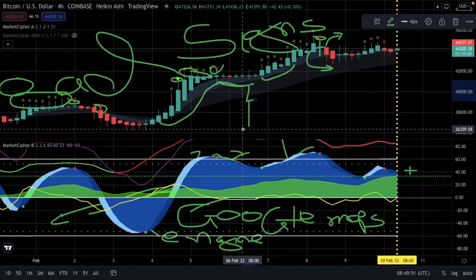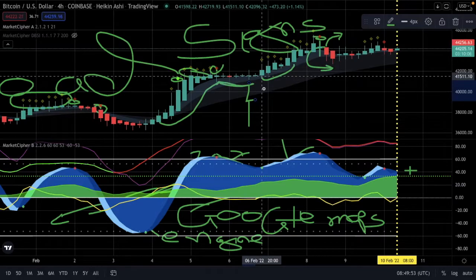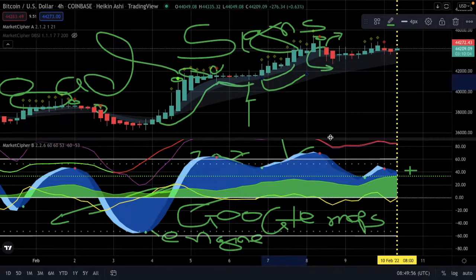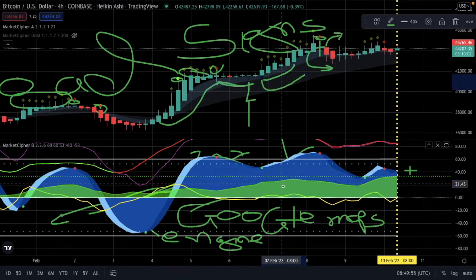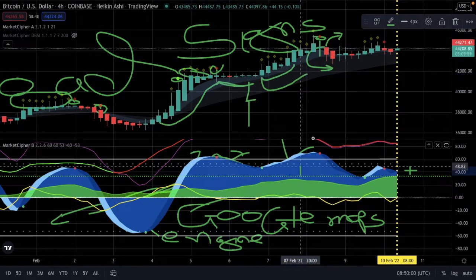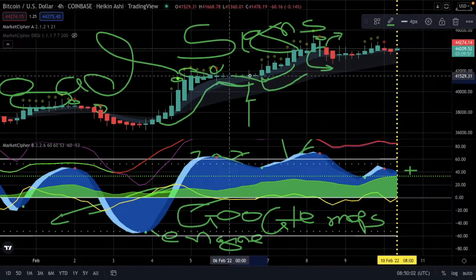Price tends to respond heavily to the very direction of these oscillators, not your road signs or your Google Maps. So these are your Google Maps or your oscillators always, and these are your road signs.